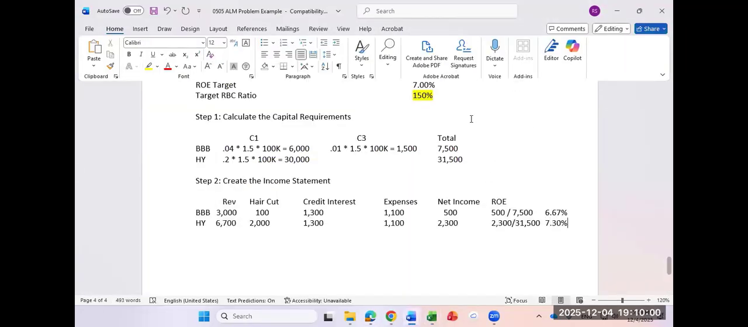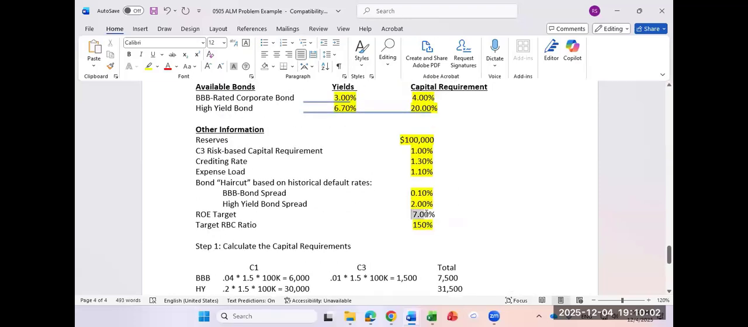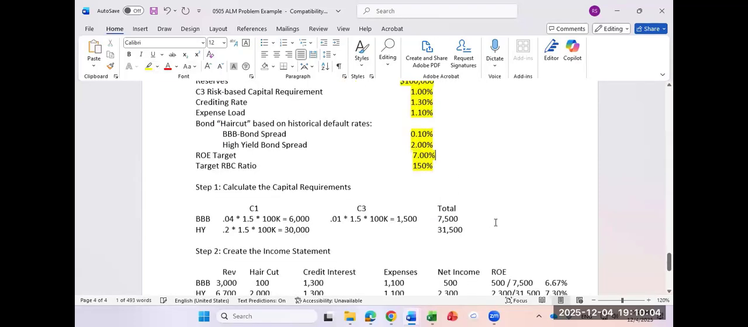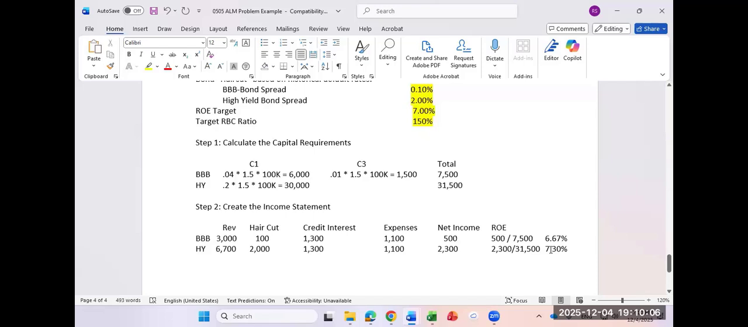What's the one number we haven't used yet? The target ROE, 7%. Only the high yield hits. We've talked quite a bit in class. So you're not going to put 100% in high yield or even 90%. What's the most you might put in high yield? 10% is pretty high for regulators. And then you have that list in the notes.